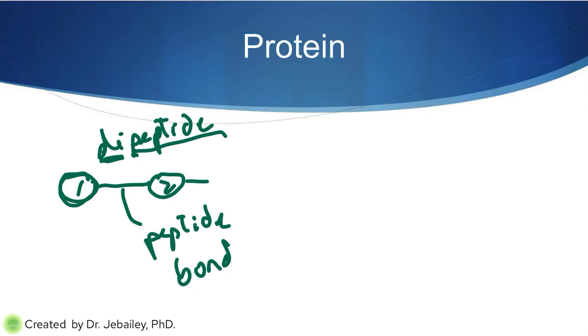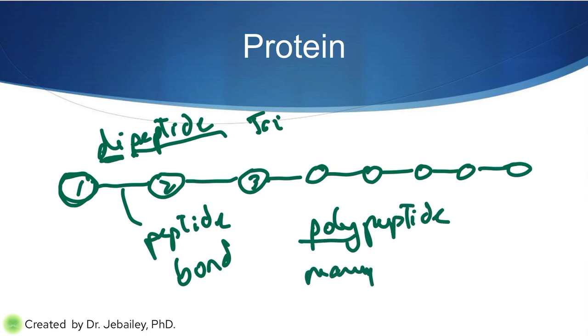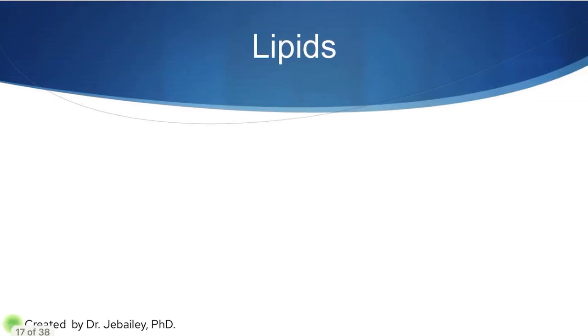And then we can have a third amino acid that will be a tripeptide, right? And then many more other amino acids, and we just keep bonding them with peptide bonds. Eventually, they can become a polypeptide, in which the word poly means many. So we have many peptides because we're bonding a bunch of amino acids. That's protein. Then we have lipids, which, another word, a common word, is fat.